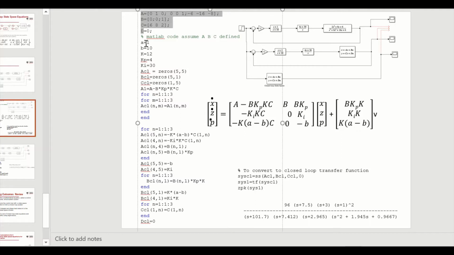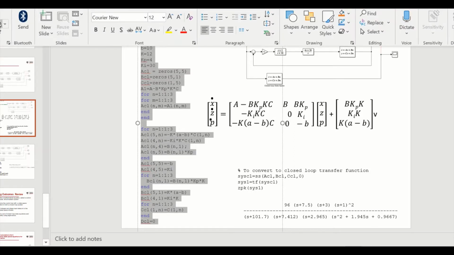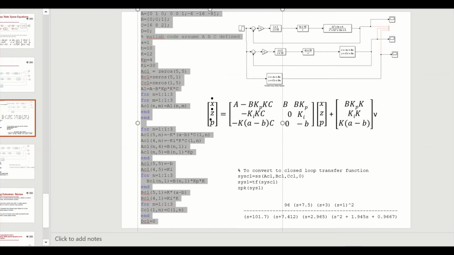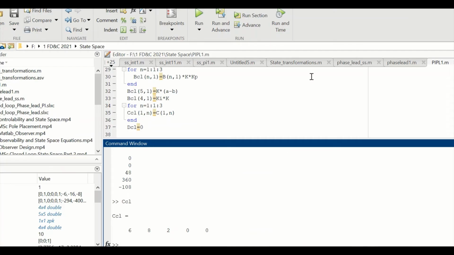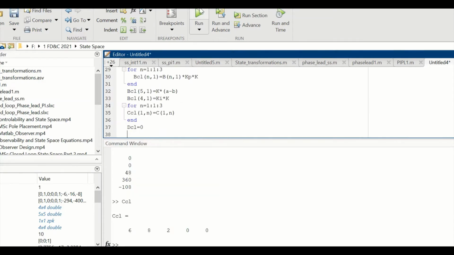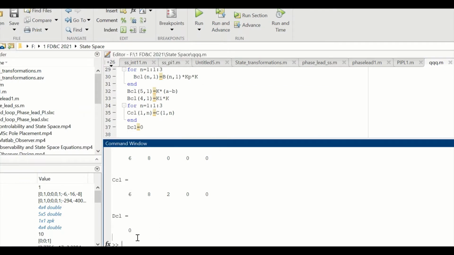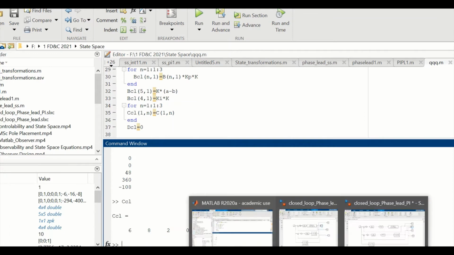If we take this code here now and copy this, and then we can go down to MATLAB and open up a new script. So you've got a new script here, paste this in, and then run that code. Then we can get here ACL. So this time ACL is going to be a 5 by 5. So there's the 5 by 5 ACL. I can get BCL. There's my 5 by 1 BCL, and CCL. There's my CCL there. And so that's a quick check that I've done those correctly.